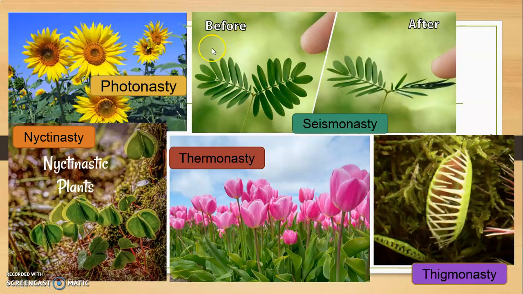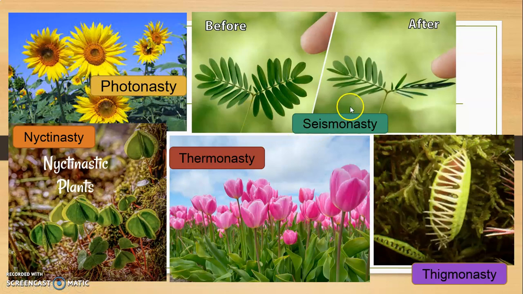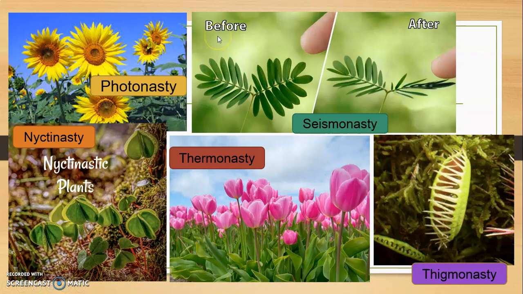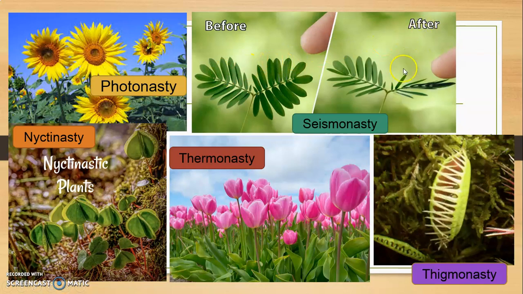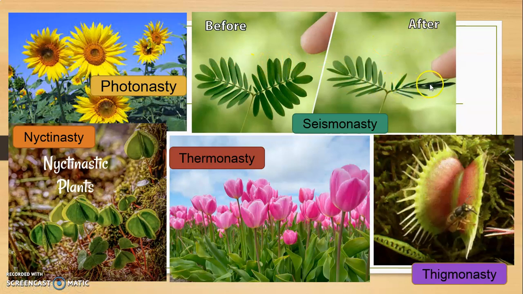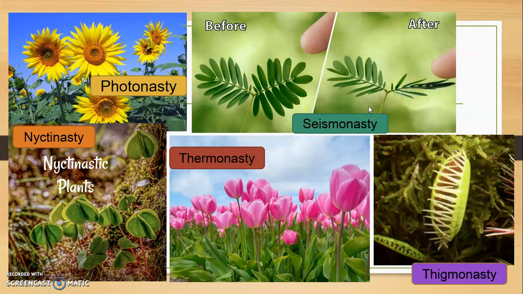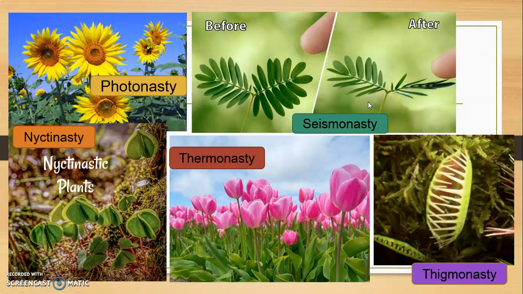So this is one example of Photonasty. The plant responds towards light. And this one is Seismonasty. The plant responds to the touch, shock, raindrops. What happened to the leaf before and after touch? It will fold. That is Seismonasty, the response of the plant towards touch, raindrops, wind.